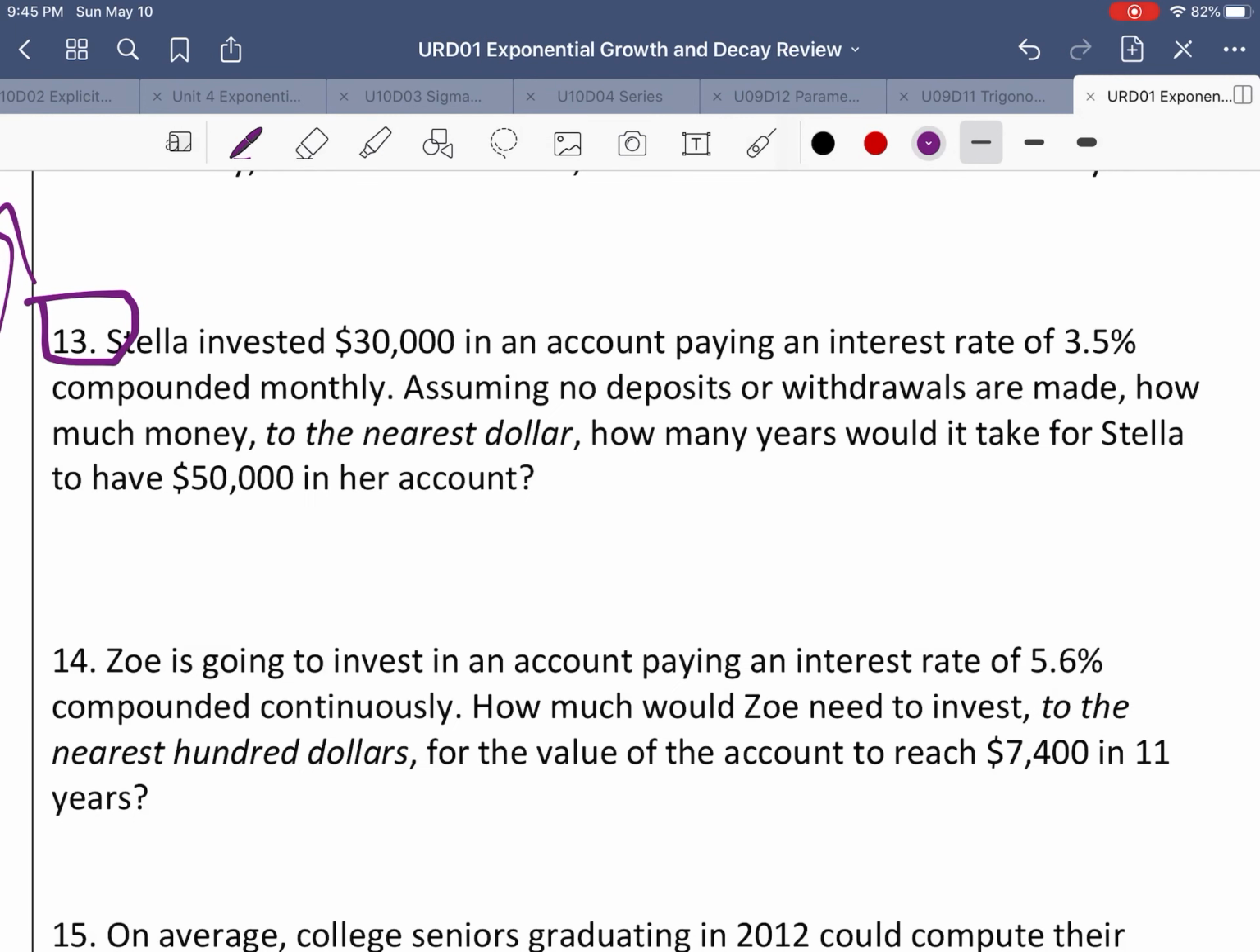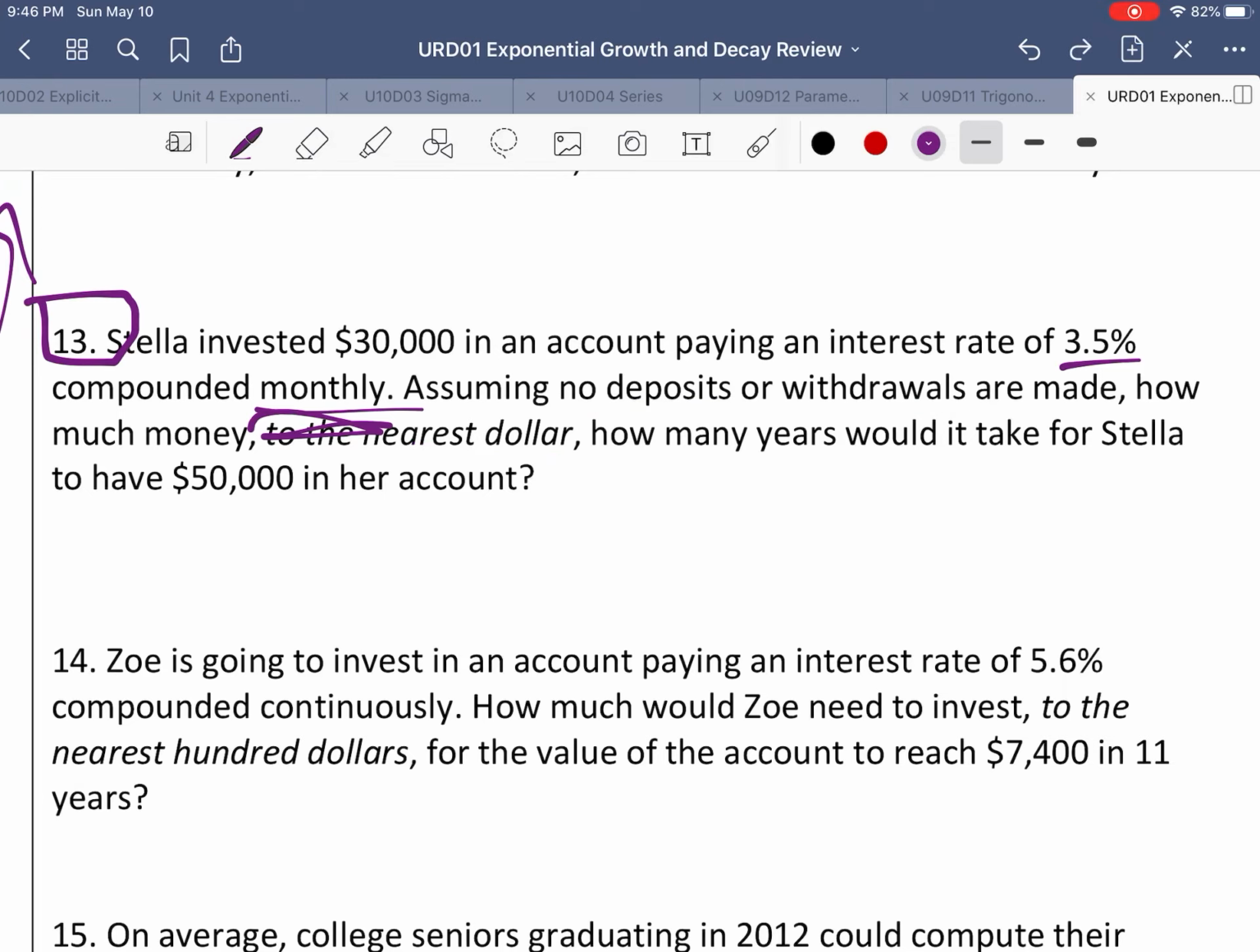All right, so problem 13. Stella invested $30,000 into an account paying an interest rate of 3.5% compounded monthly. Important that we notice it's compounded monthly. Assuming no additional deposits or withdrawals are made, which all these problems are based on this being true, how much money to the nearest dollar?